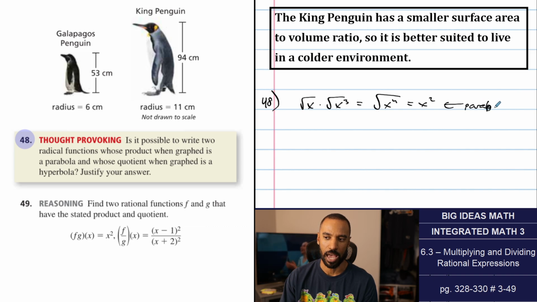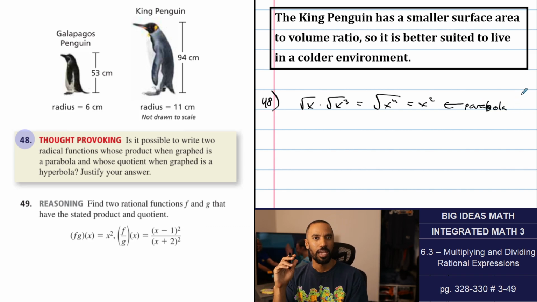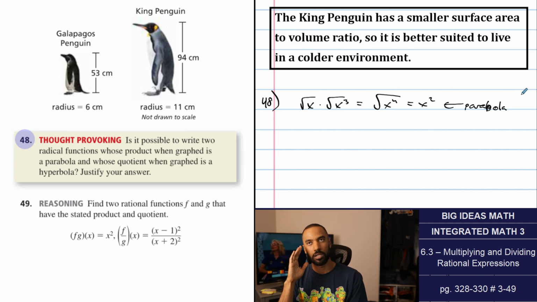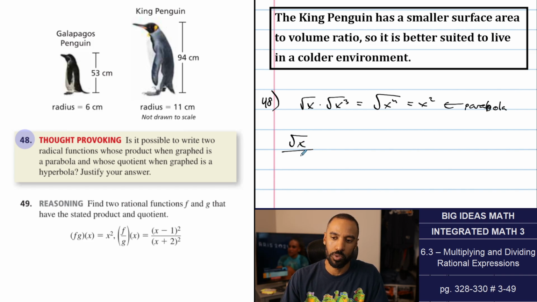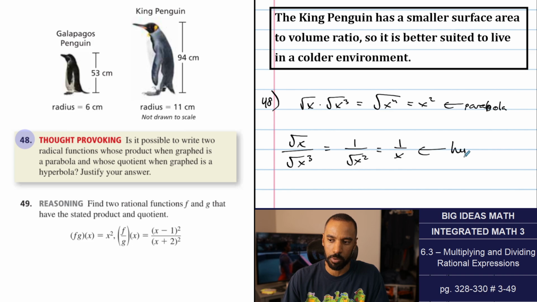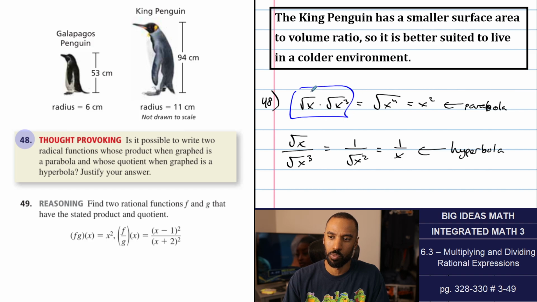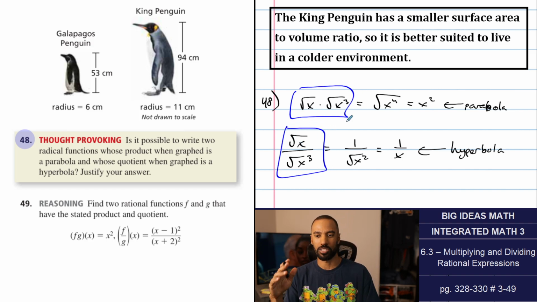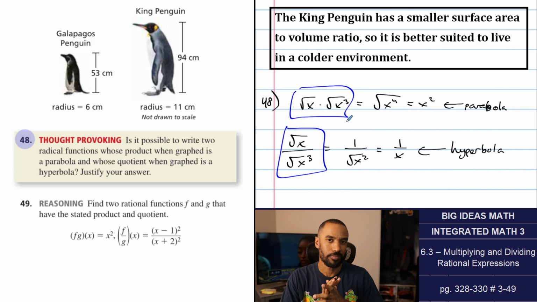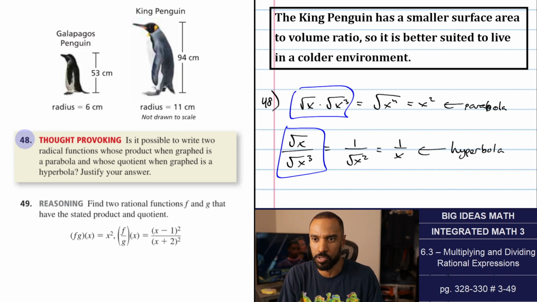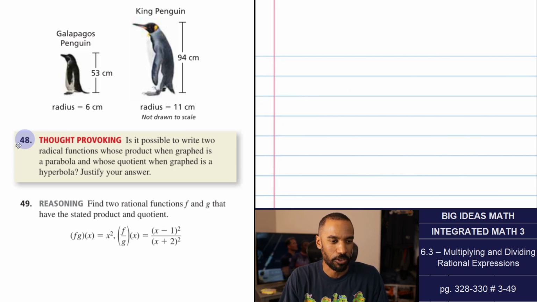Now, would that leave me with a hyperbola in the other sense? If I did root x over root x cubed, that's 1 over root x squared, which is 1 over x, which is a rational function, so a hyperbola. So I believe those are two radical functions we can use: root x times root x cubed, and root x divided by root x cubed. I'm going to leave it like that. I thought that was going to take longer, and I think I lucked into an answer.